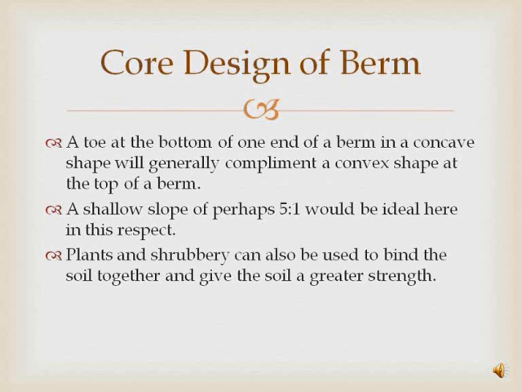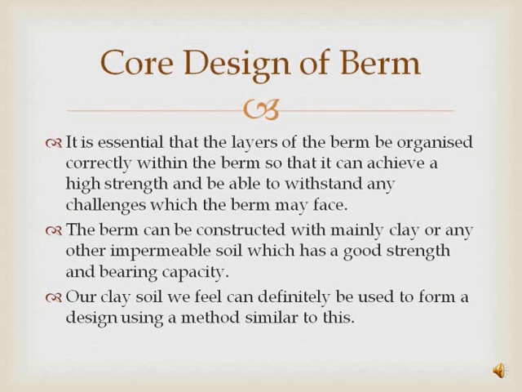Plants and shrubbery can also be used to bind the soil together and give the soil a greater strength in the berm. It is essential that the layers of the berm be organised correctly within the berm, so that it can achieve a high strength and be able to withstand any challenges which the berm may face. The berm can be constructed with mainly clay or any other impermeable soil which has a good strength and bearing capacity. Our clay soil, we feel, can definitely be used to form a design using a method similar to this.